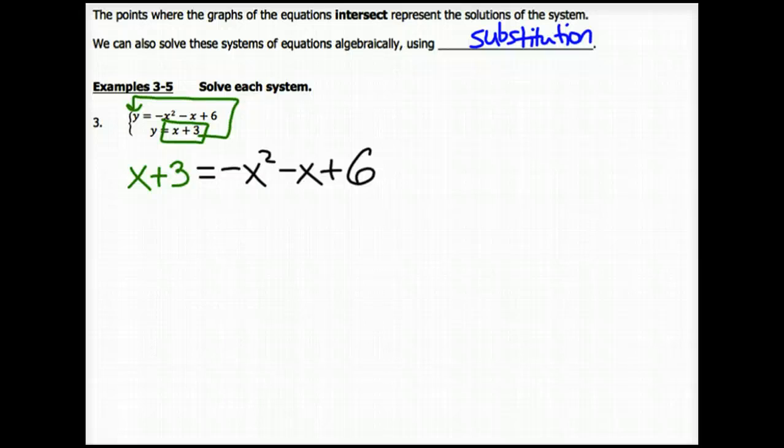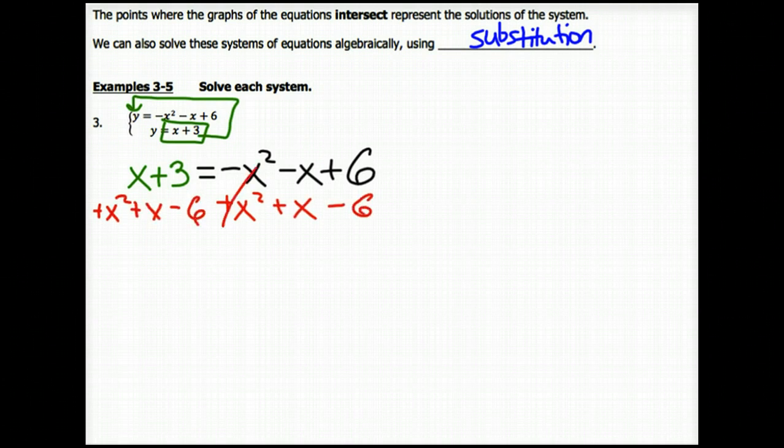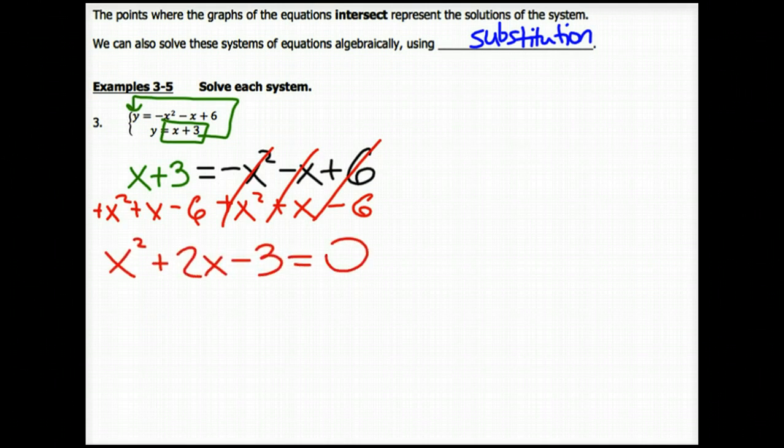Okay, so I'm going to get everything on the left side of the equation so that I make my square term positive. So I'm going to add x squared to both sides, add x to both sides, and subtract 6. So that's going to give me x squared plus 2x minus 3 equals 0. And now I can solve this equation here using some factoring.